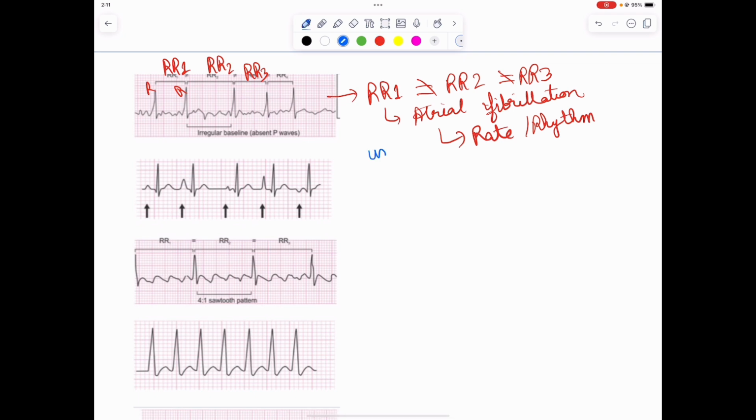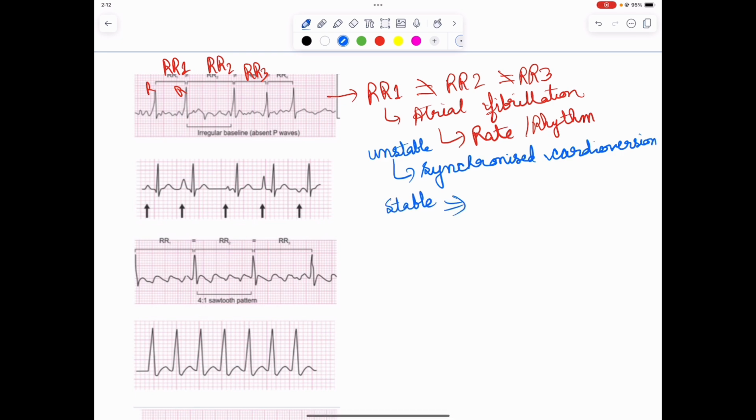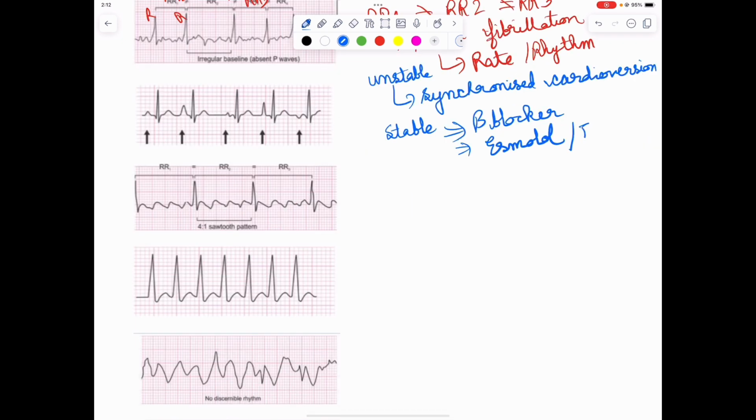See, if the patient is unstable, you will go for synchronized cardioversion. But suppose the patient is stable, then we will go for a rate control strategy, that is, we will give beta blockers like esmolol, or we can also give an electrolyte.